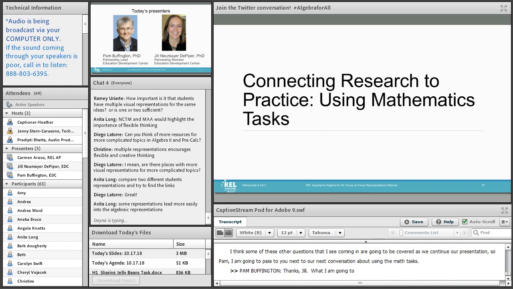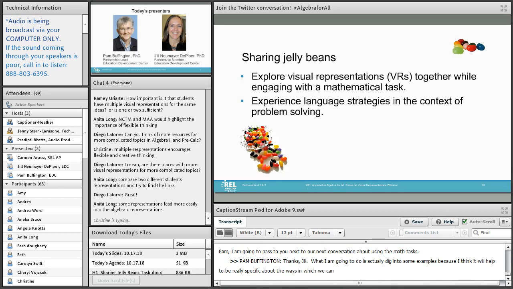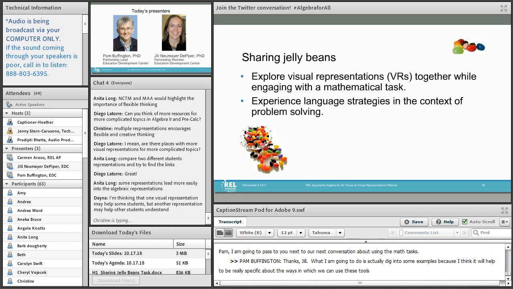Thanks, Jill. What I'm going to do is actually dig into some examples, because I think it'll help to be really specific about the ways in which we can use these tools. The first task that we're going to dig into a little bit is called sharing jelly beans. In this particular task, we're going to explore visual representations together while we engage in the mathematical task, experience language strategies in the context of problem solving.